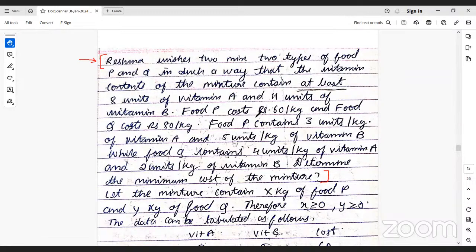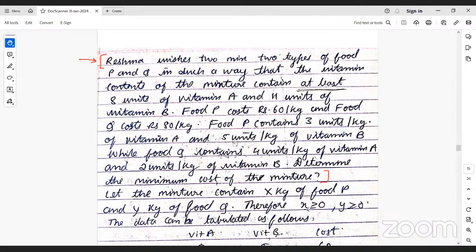Next, in the second part of the question, they are stating the information regarding food Q, and food Q costs rupees 80. Food P contains 3 units per kg of vitamin A and 5 units per kg of vitamin B, while food Q contains 4 units per kg of vitamin A and 2 units per kg of vitamin B. Determine the minimum cost of the mixture. Okay, we need to determine the minimum cost of the mixture.